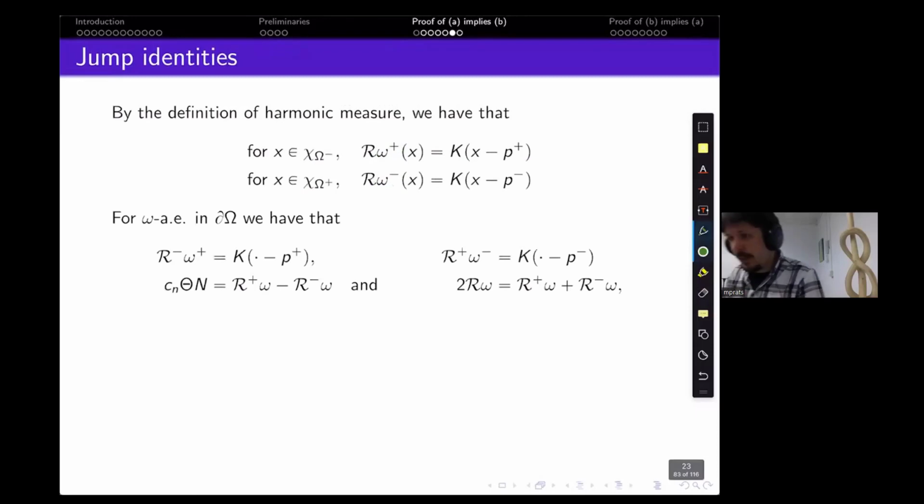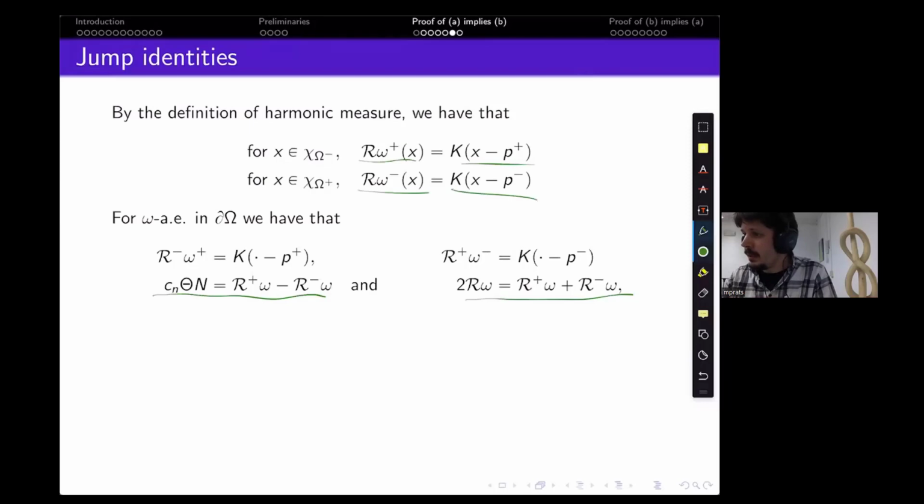Now, almost everywhere with respect to harmonic measure, we have the jump formulas. These jump formulas, that and that. And moreover, if you approach non-tangentially, with these ideas you also get these equalities. What is this? This is non-tangentially from the outside, approaching the inside harmonic measure, and this is non-tangentially from the inside, the harmonic measure from the outside.